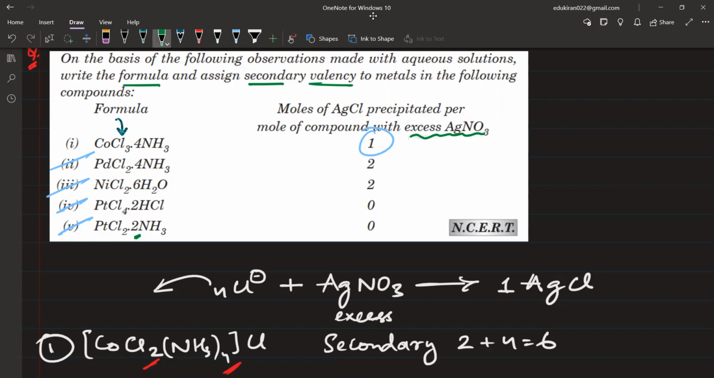You see the mistake in the fifth one? Yes, sir. It will be Pt, Cl2, NH3 whole twice. And also it will be Pt. You have written just P. So take care, I was in a hurry. No problem, you will just correct it. Okay. So the secondary valency will be 4. Please correct it.